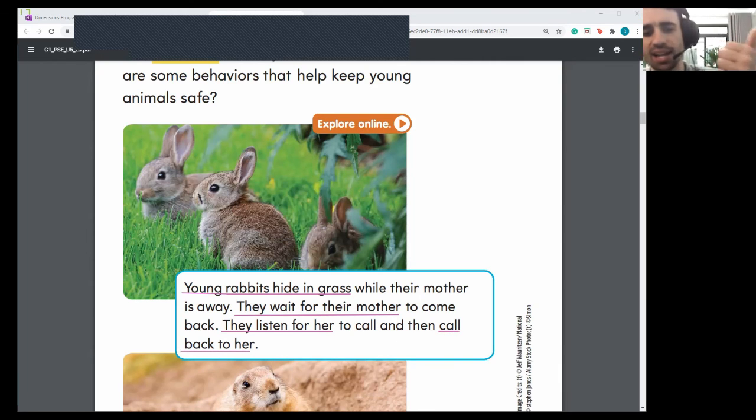So the young rabbits hide in grass. They wait for their mother. They listen for her and they call back to her. These are all different behaviors the young do to stay safe. If something sees them, like a fox, the fox will eat the young rabbits. They'll be like a yummy, yummy breakfast. So the young rabbits have to hide where a fox or a bird might not find them.